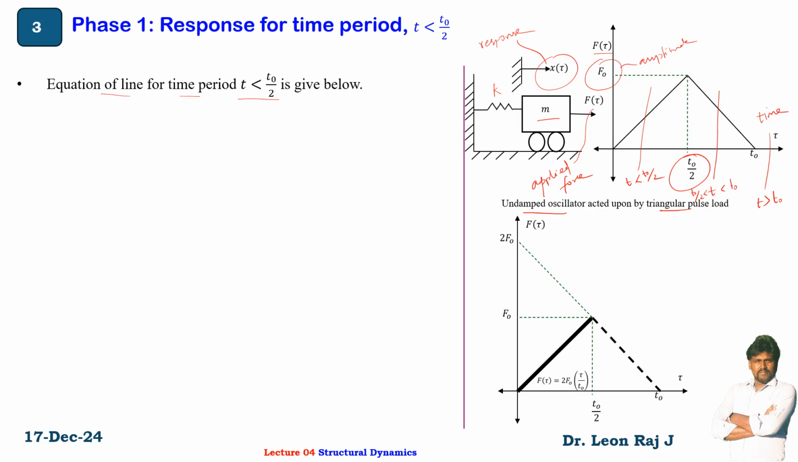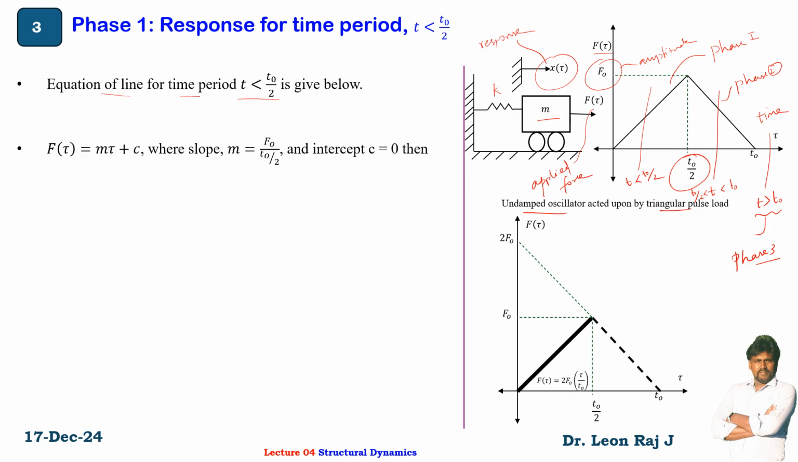So these are the three phases: phase 1, phase 2, and phase 3. We have to derive the response for these three phases. For phase 1, when t is less than t0 by 2, the equation of this forcing diagram resembles y equal to mx plus c. Here y is the force, x is tau, where tau is nothing but time. So m is the slope and c is the intercept.